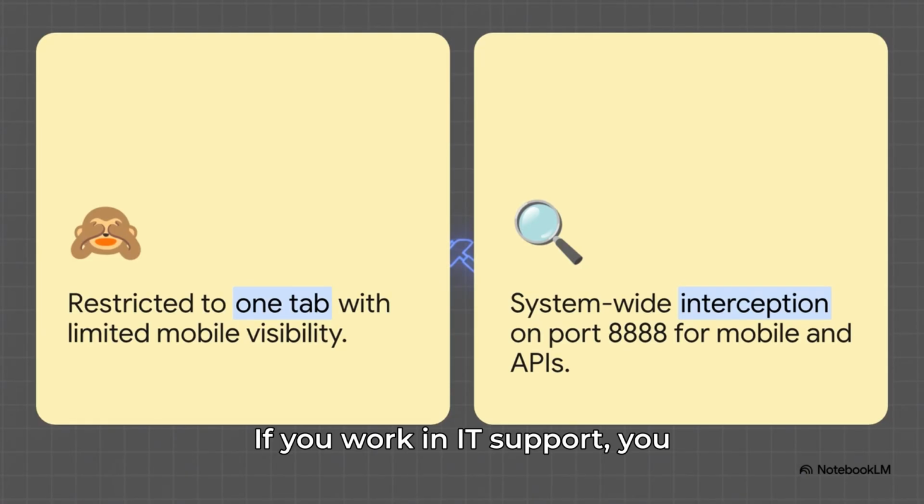If you work in IT support, you definitely know the absolute pain of a user swearing up and down that it's broken, only for you to open the standard browser console and stare at absolutely nothing. Not a single red error line, just silence, right? So why do those blind spots happen? Well, browser dev tools are great, but they're heavily restricted. They really only show you traffic from one specific browser tab. They give you almost zero visibility into mobile apps, backend microservices, or native desktop applications.